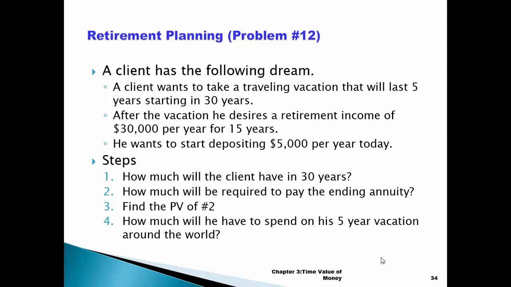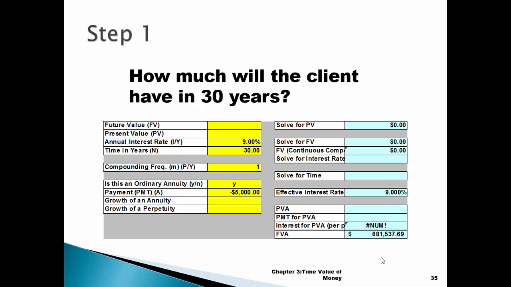A client has the following dream. Client wants to take a traveling vacation. It's going to last 5 years, but that's not going to start for 30 years. After that vacation, he's going to want a retirement income of $30,000 a year for 15 years. And he wants to start depositing $5,000 per year starting today. So let's work through the steps. Question 1. How much money will the client have in 30 years?